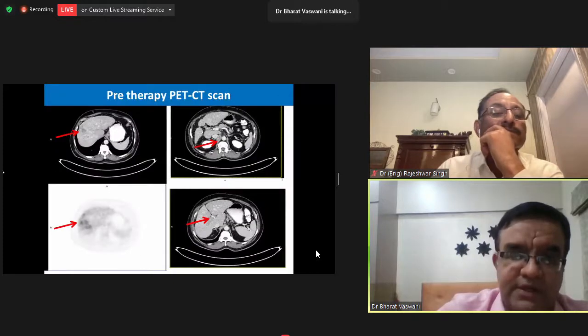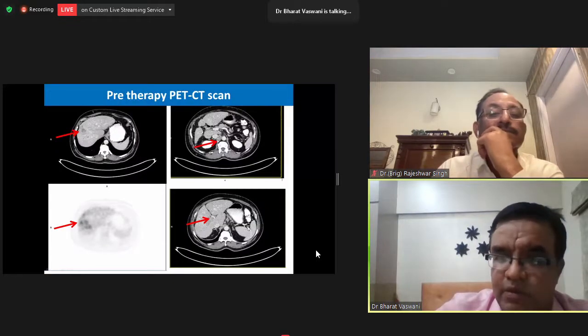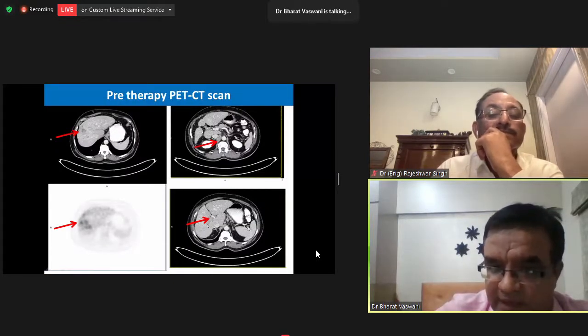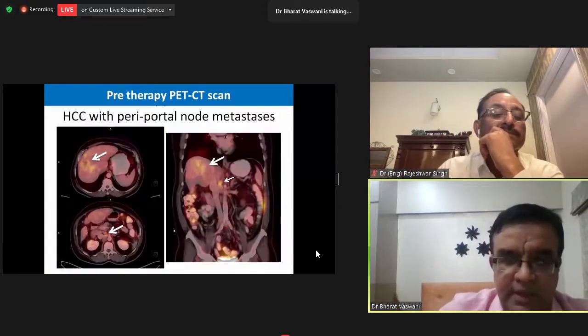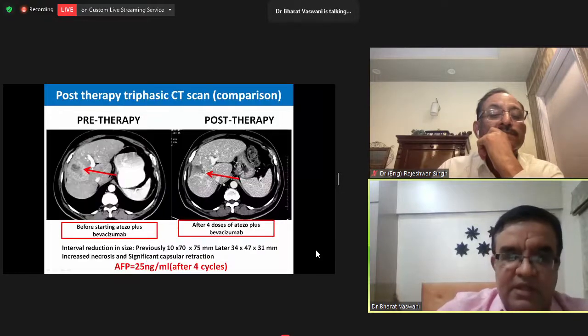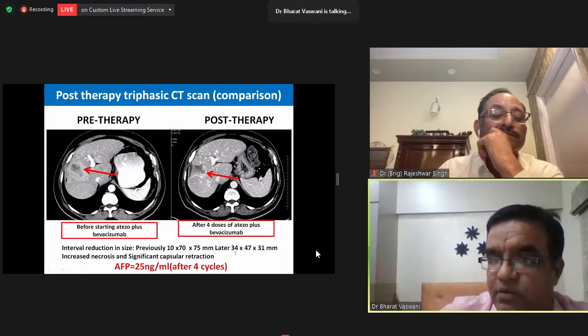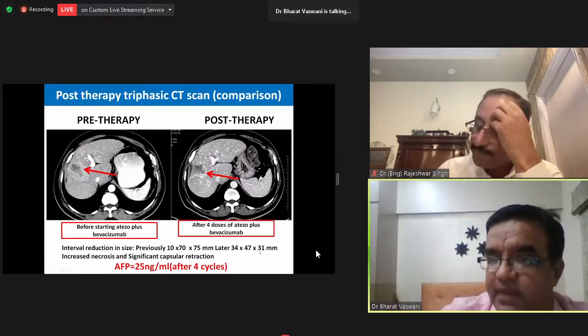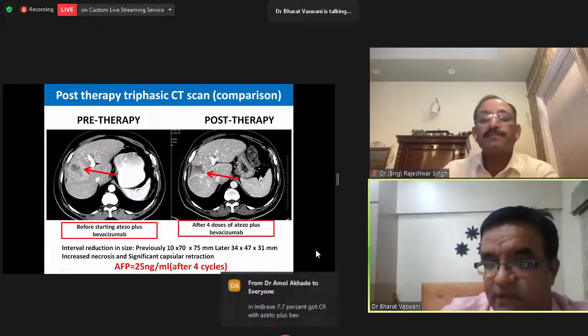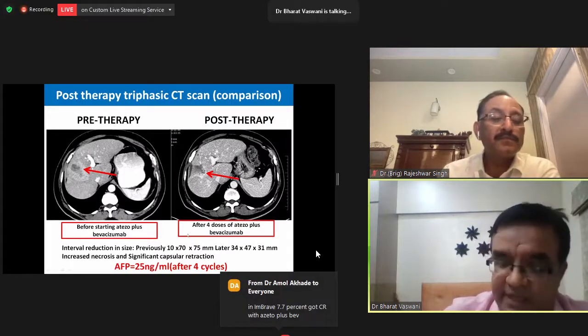You can very well appreciate a liver lesion, an aortocaval node, and a portal vein thrombus. Same thing, a liver lesion, and an abdominal lymph node. Now see the response. This is a patient whom I met the day before yesterday. This is pre-therapy. The mass solid component has entirely disappeared. There is a shrunken, capsular retraction. The mass size has come down to 34 by 47 by 31 millimeter from an original size of 10 by 7 by 7.5 centimeter.